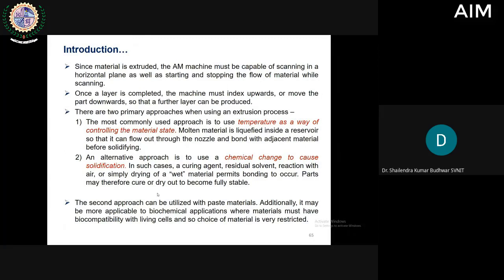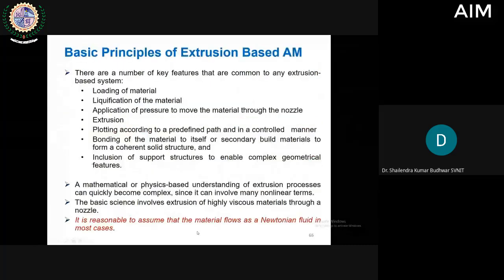Another approach, which is not widely used, is chemical change to cause solidification. The secondary approach can be utilized with paste material. Additionally, it may be more applicable to biochemical applications where the material must have biocompatibility with living cells, and so the choice of material is very restricted. So this type of chemical approach is used in the case of materials which are to be used with living cells in the medical field.